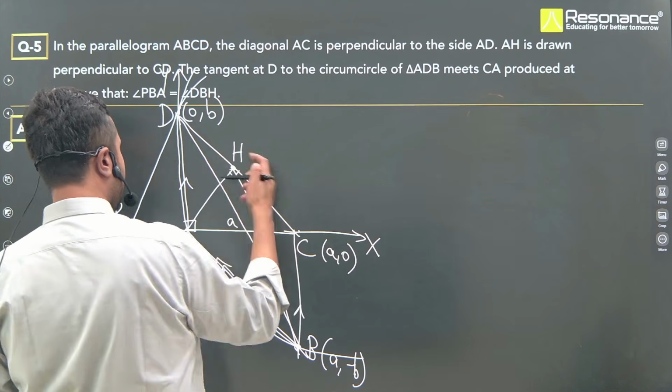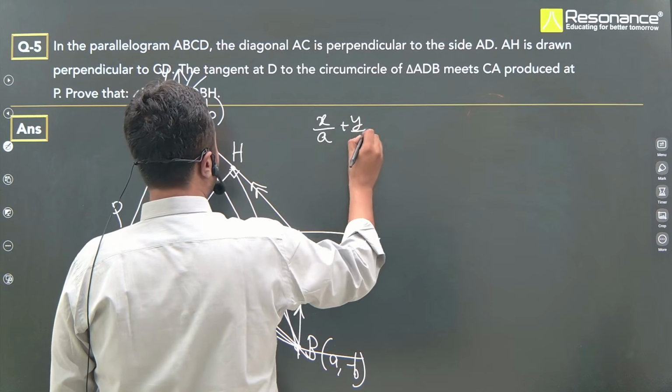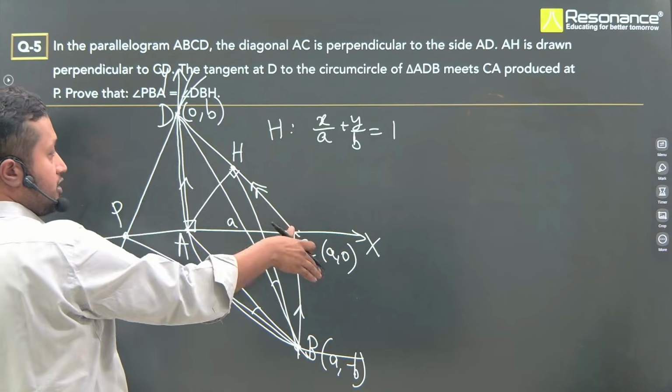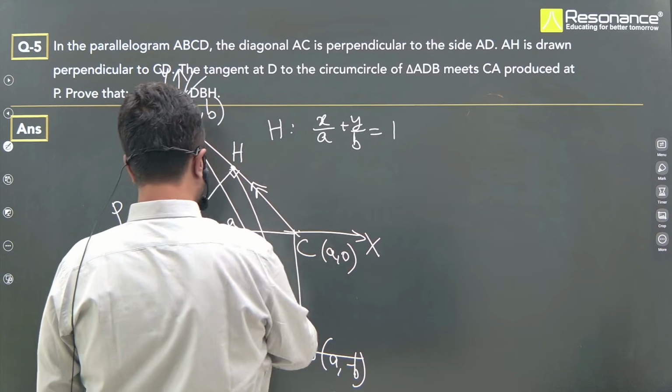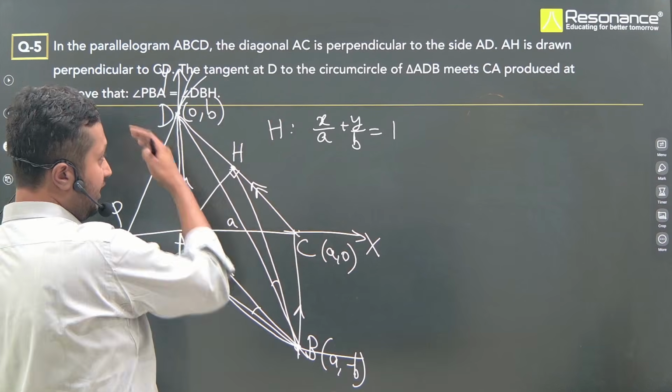Okay, so H satisfies x by a plus y by b. So we are trying to solve for H now, right? That's the equation of this line, CD. And also, it's perpendicular to AH, right? So AH is perpendicular to CD, that's what I'm saying.